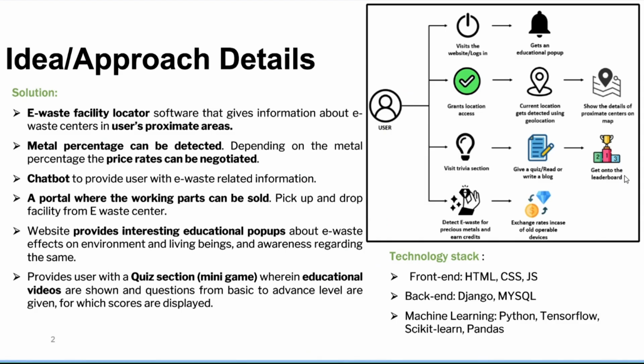The idea included in our project is an e-waste facility locator that gives information about the nearest e-waste centers to the user so that the user can dispose of their e-waste properly. The software can tell the percentage of metal in the e-waste, that is, the user can upload a scanned device image or even the product ID number on our website, through which the metal percentage can be told.